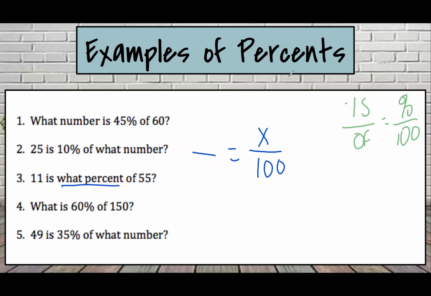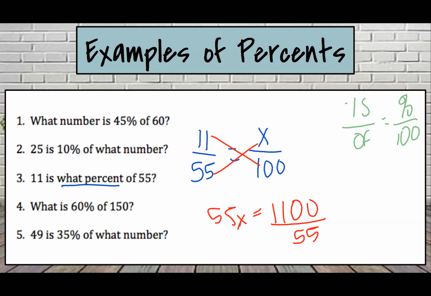So we should have an is and we should have an of. Which one is your is? 11 is. Which one is your of? Of 55. So that's how we would plug that in. And then we cross multiply and we solve. 11 times 100, 1,100. And we're going to divide by 55. I know that that's not pretty, but I'm trying. So 1,100 divided by 55 is 20.